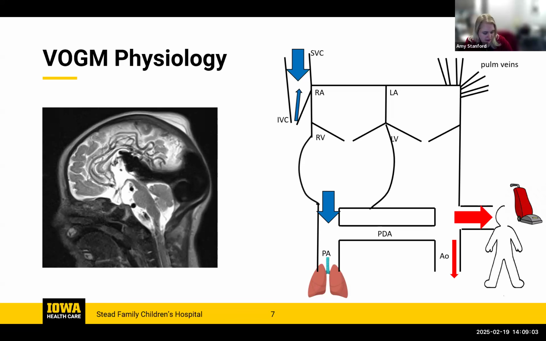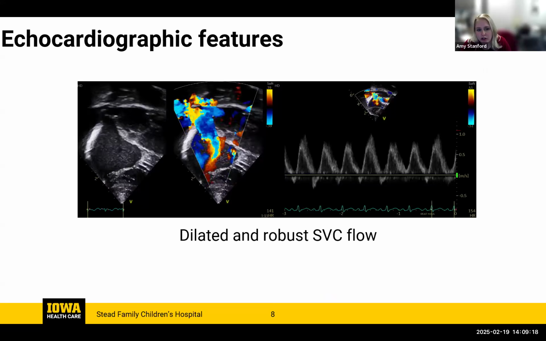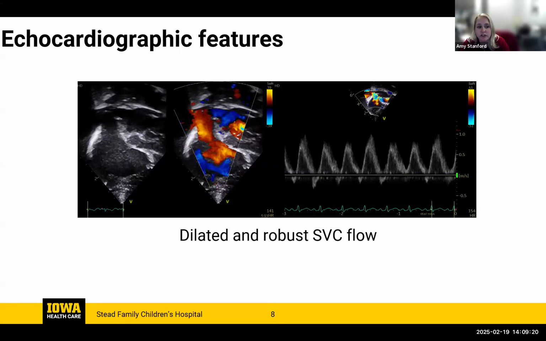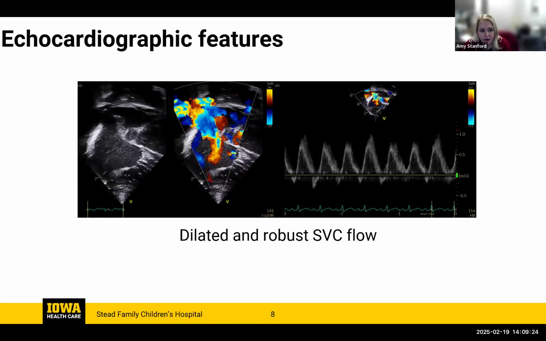Remember that the vein of Galen is a low resistance circuit that acts as a vacuum, sucking blood up preductally, leading to increased return via the SVC. So what are some of the classic echocardiographic features that should raise your concern or suspicion for a vein of Galen if you see these on an echo?